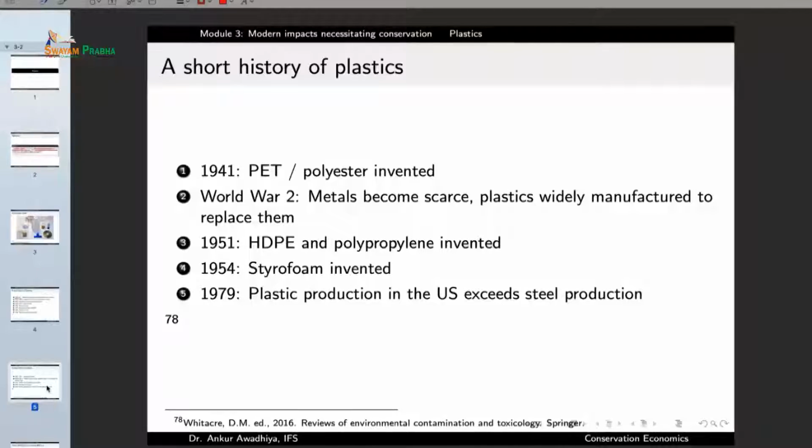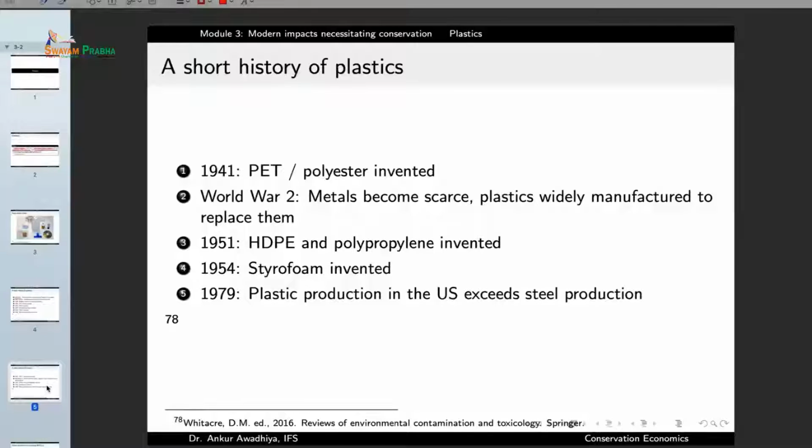And then a major change came in World War II when metals became scarcer and plastics started being widely manufactured to replace them. So here again there was a trade-off because people did not have access to metals and metals were very largely required for a number of things. So people started shifting towards plastics. So this was a big trade-off during the Second World War.